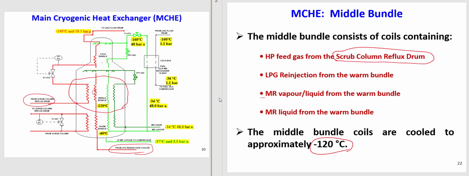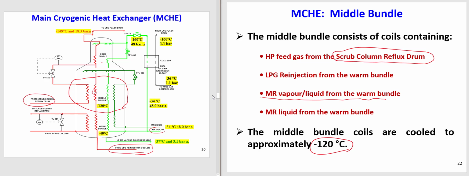Then mixed refrigerant vapor from the warm bundle. Mixed refrigerant vapor goes to the warm bundle first, where it will be cooled, and here it will be condensed as well. So it then goes to the middle bundle. Now it is both liquid and vapor because it will be condensed. And finally, mixed refrigerant liquid from the warm bundle. The mixed refrigerant liquid goes first to the warm bundle and then to the middle bundle. The temperature, as I said, is about minus 120.